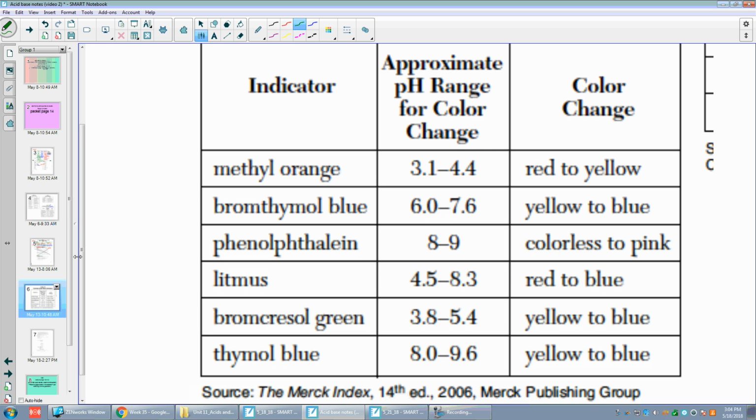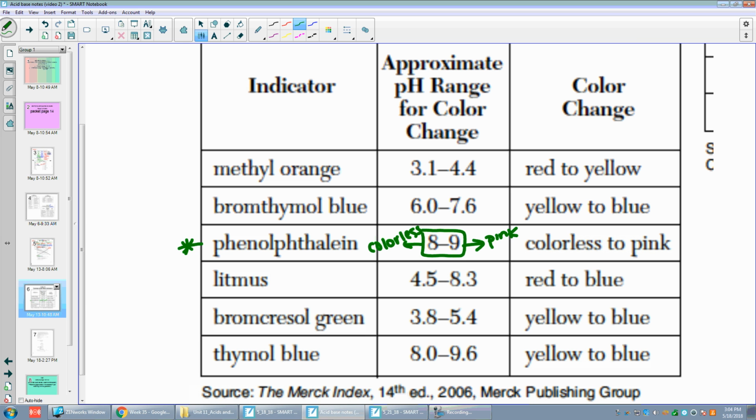On table M, how I use this. For instance, if I'm looking at, let's say, phenolphthalein. I have my approximate range for color change, my 8 to 9, and I have my color change, colorless to pink. That means anytime you're at a pH higher than 9, it's pink. Anytime you have a pH lower than 8, it's colorless. That is very important, okay? Your color change, the range is the range where that change happens. When I'm outside the range, that's where I get the colors.